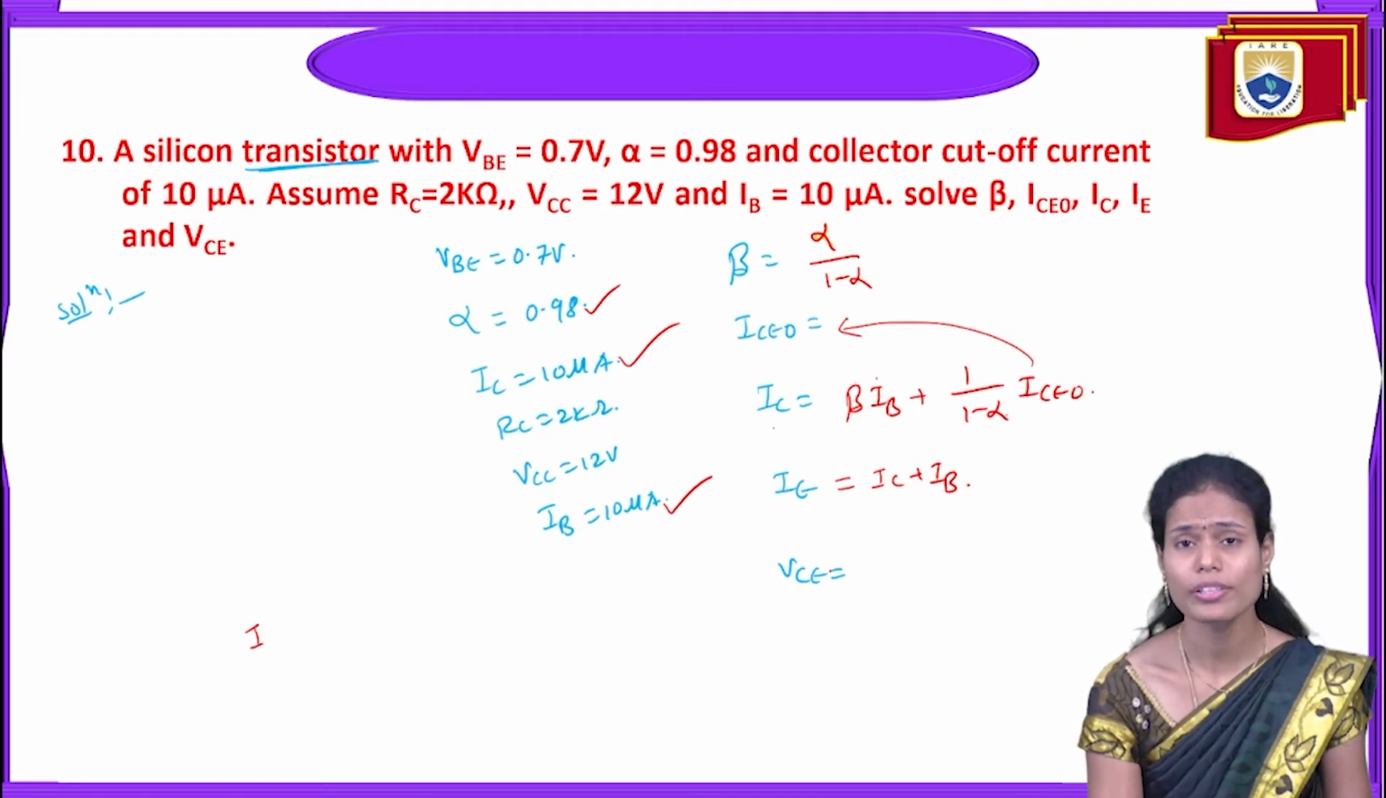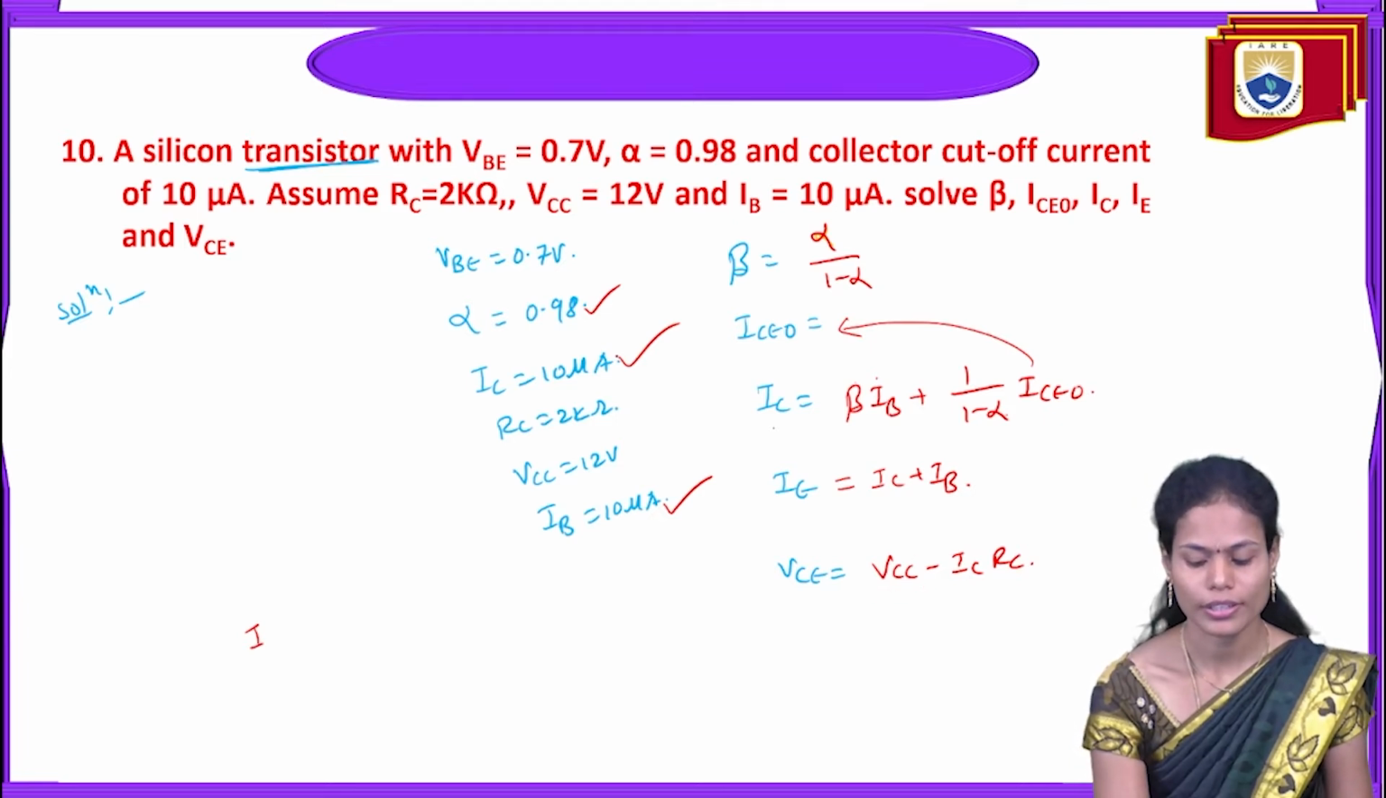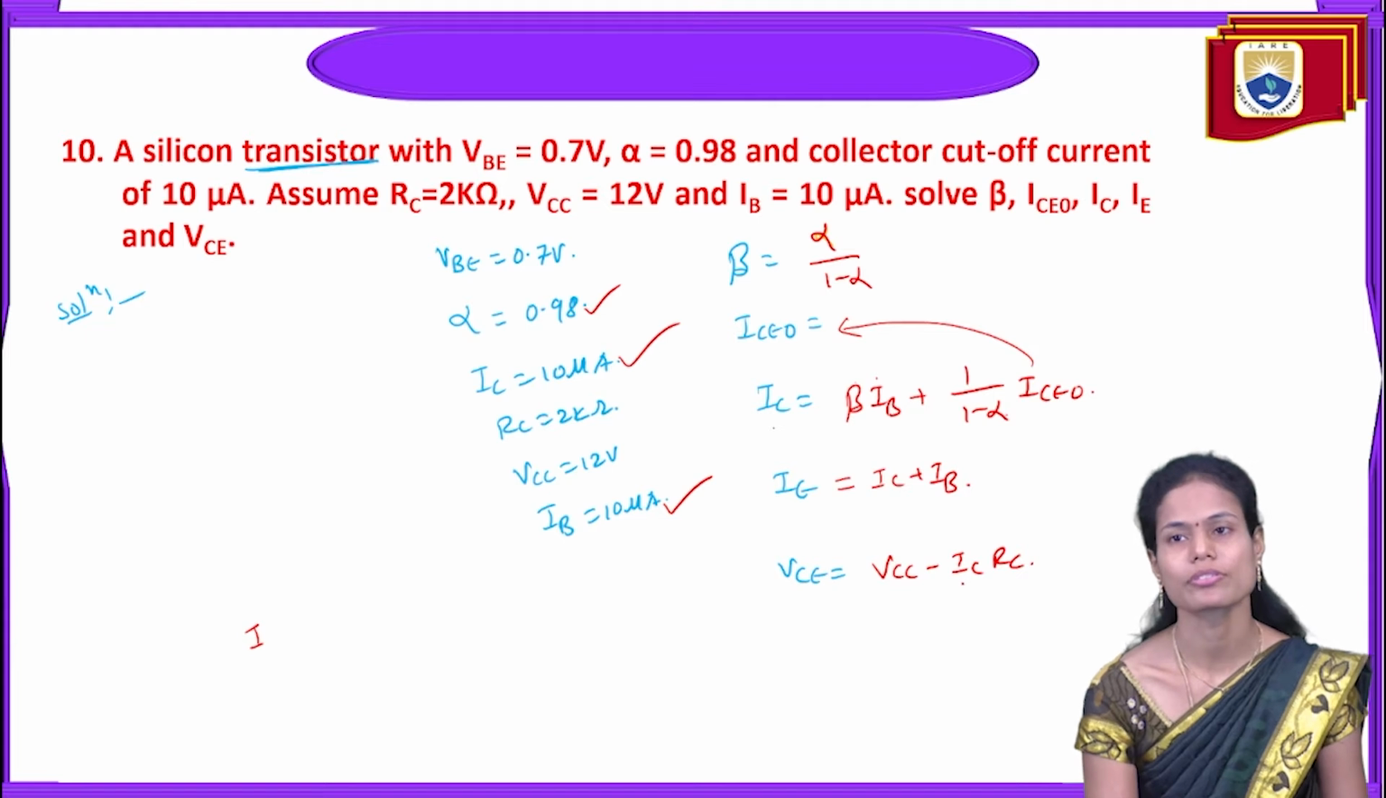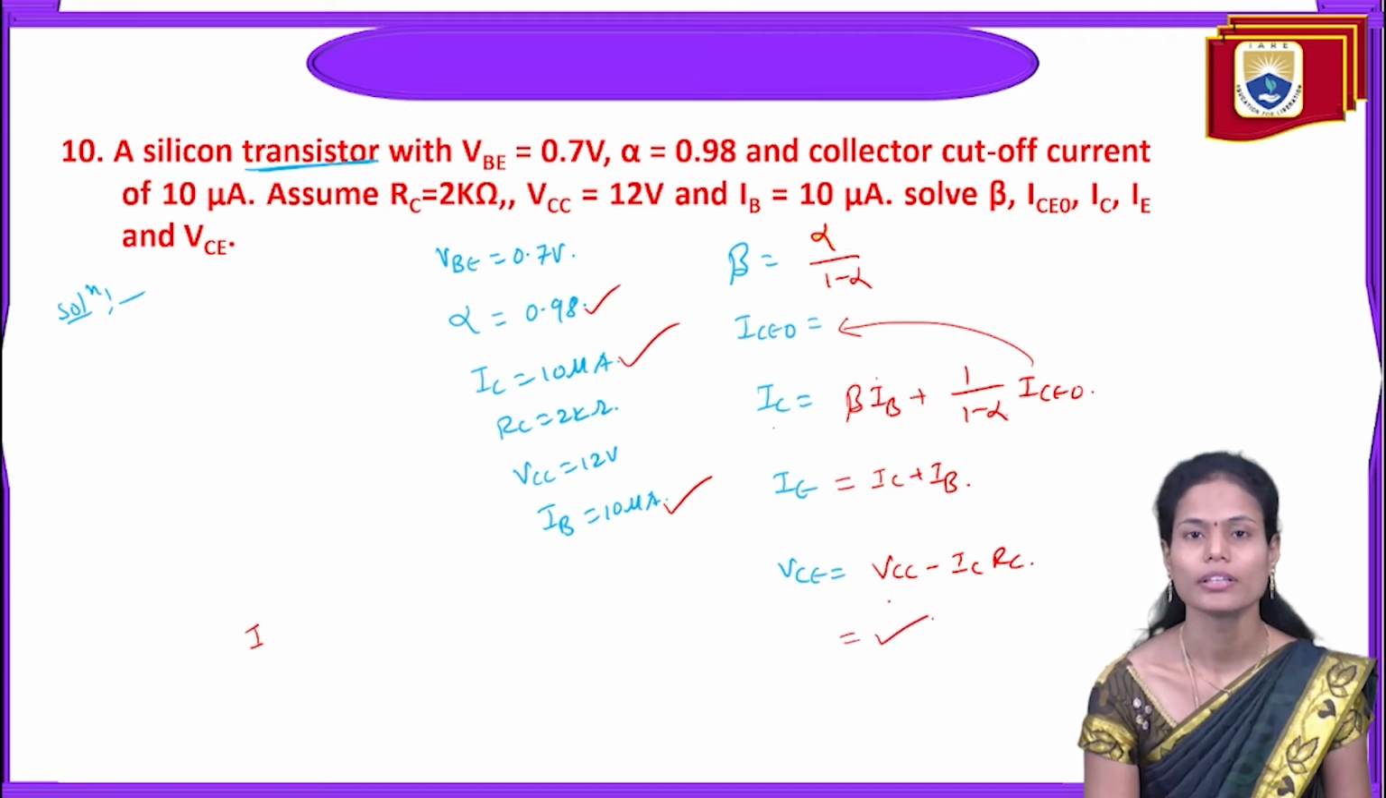To solve for this VCE, we have to take from the circuit VCC minus IC into RC. So VCC is given, the supply voltage 12 volts, and the collector current is found, and the collector resistance is also given. If you substitute all those values, we are able to find the collector to emitter voltage here. This problem we discussed in the problems on common emitter configuration session.